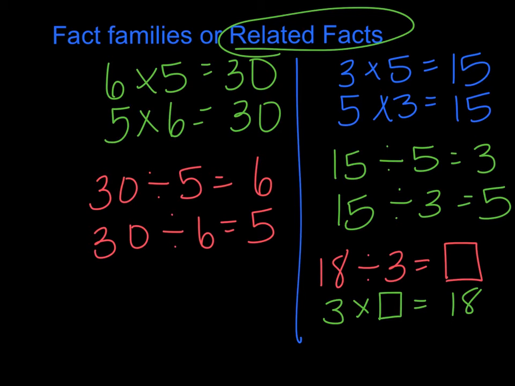and you would know that the answer is 6. So if 3 times 6 equals 18, 18 divided by 3 equals 6. So you're going to use related facts and fact families a lot in division. And that's going to come in really handy. So you're going to want to have a good foundation of knowing which facts are related.